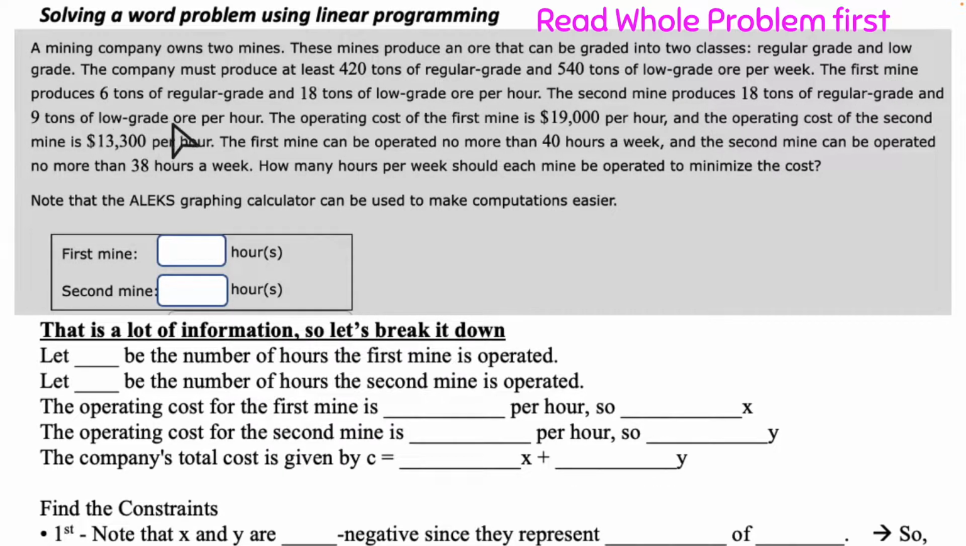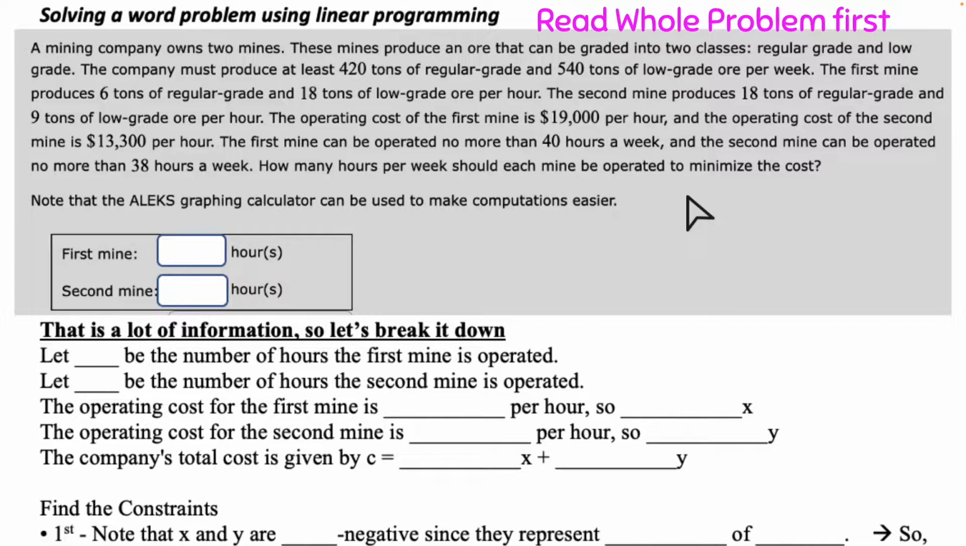So we're already getting a lot of information. So that's why we're going to break it down here in a moment. The operating cost of the first mine is $19,000 per hour, and the operating cost of the second mine is $13,300 per hour. The first mine can be operated no more than 40 hours per week, and the second mine can be operated no more than 38 hours per week. How many hours per week should each mine be operated to optimize costs? Operate to minimize the costs. I don't know why I said optimize costs.